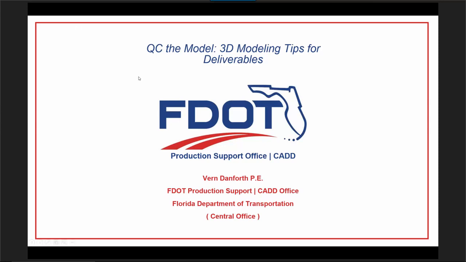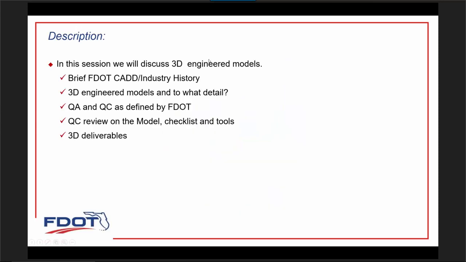In today's session, we're going to be covering a few topics, basically a brief FDOT CAD history, how we got to where we're at today, having a little bit of a discussion on 3D engineered models and what to detail as far as the various things within a model that you need to show. QA and QC as defined by FDOT according to the PPM, and then a QC review of the model, a checklist, and various tools to perform your quality control with. And then a little bit of review on what is in the CAD manual for 3D deliverables currently, and maybe talk a little bit about futures and that type of thing.